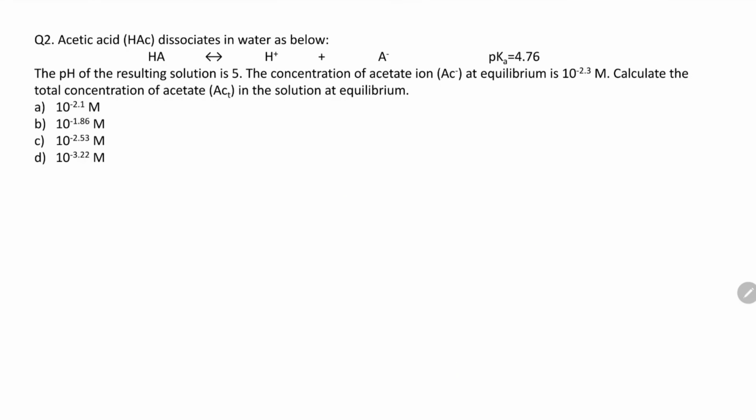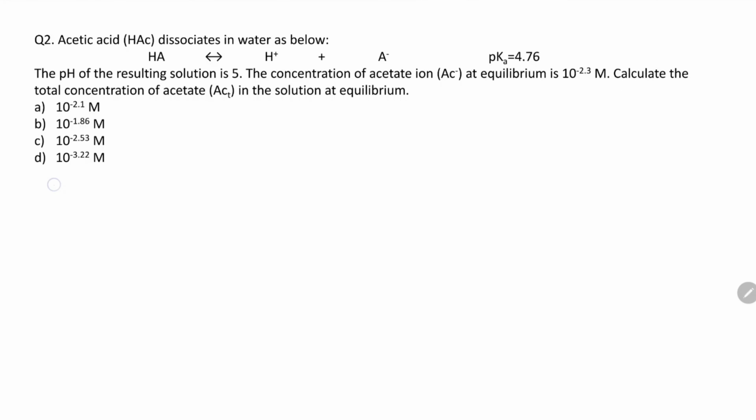So the second question is, acetic acid dissociates in water as below. The pH of the resulting solution is 5. The concentration of acetate ion at equilibrium is given. Calculate the total concentration of acetate in the solution at equilibrium. So we can see here that the total concentration of the acid has to be calculated. The concentration of AC minus is given, pH is given, and pK is given.